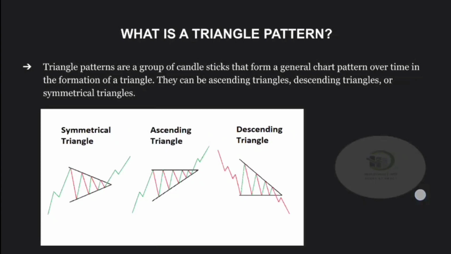So, what is a triangle pattern? Triangle patterns are a group of candlesticks that form a general chart pattern over time in the formation of a triangle. They can be ascending triangles, descending triangles, or symmetrical triangles. So these are the main three triangle patterns you will find on any chart.